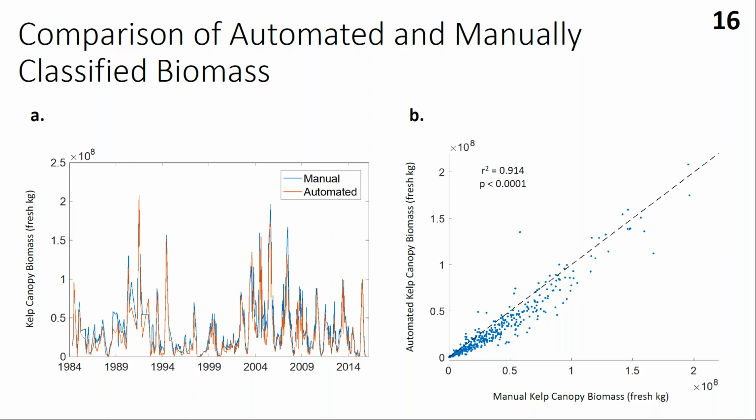And we think this is because when we went back through the manual images, we see that sometimes the analysts had identified intertidal surfgrass or intertidal algae or waves as kelp, which were not identified as kelp by the automated process. So we're fairly confident the automated process actually does a better job than the manual process does. Next slide.